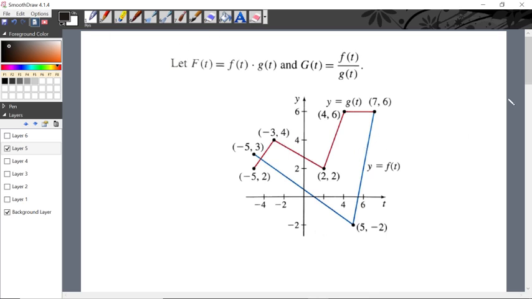We'll notice here the domain. Let's see, the domains, let's start with f. The domain for f exists from -5 all the way through to +7. So f has the domain from -5 to +7.